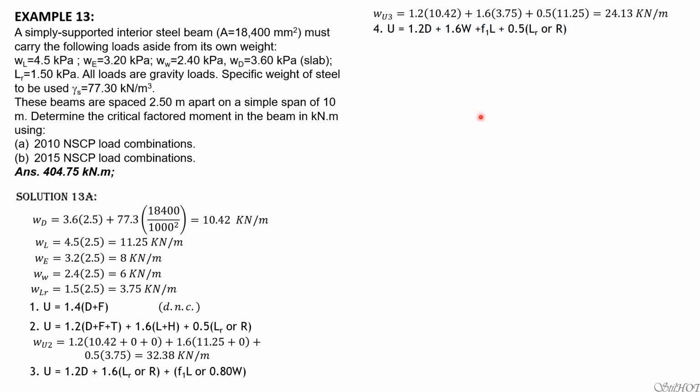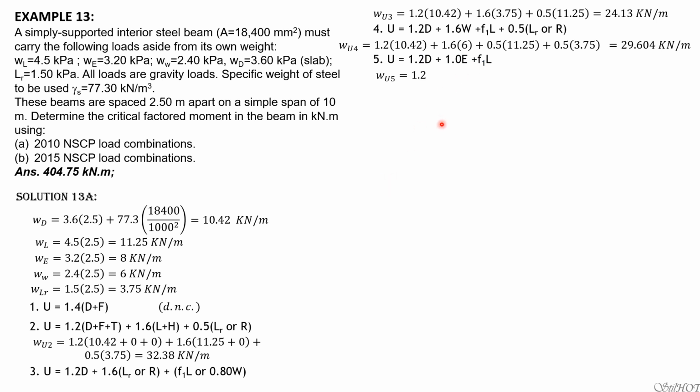Load combination 4, that's the formula. So W4 is 1.2 of 10.42 plus 1.6 of 6 plus 0.5 of 11.25 plus 0.5 of 3.75. It's 29.604, but still it's less than 32.38. Load combination 5, 1.2 of 10.42 plus 1.0 of 8 plus 0.5 of 11.25, that's 26.13 kilonewton per meter.